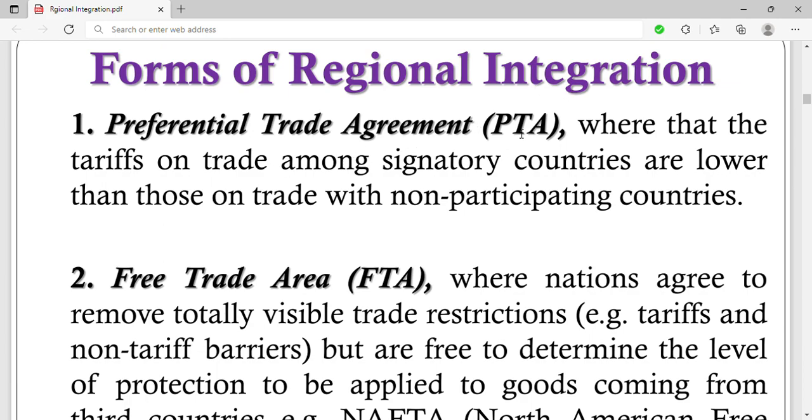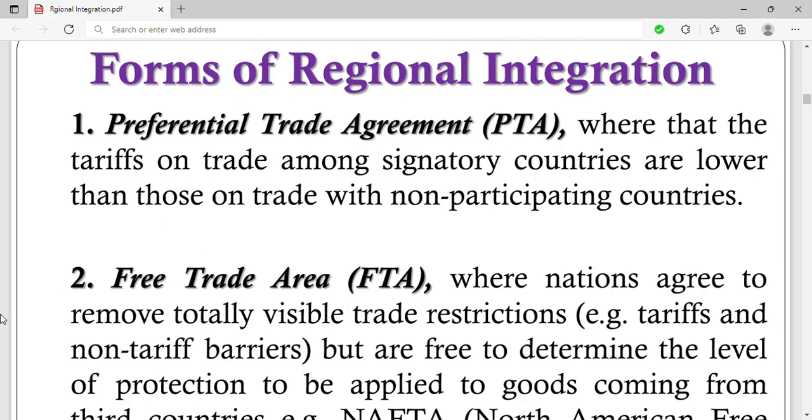Preferential Trade Agreement. This is where the tariffs on trade among signatory countries are lower than those on trade with non-participating countries. For example, in the East African Community, if we have Uganda, Kenya, and Tanzania, the tariffs on trade among those 3 countries are lower compared to the countries outside the East African Community. And that is what we call Preferential Trade Agreement, PTA.